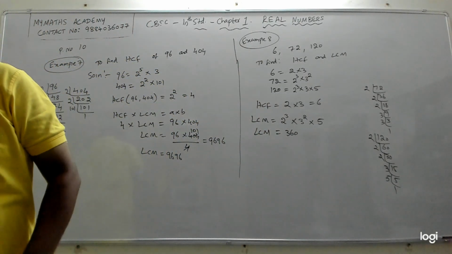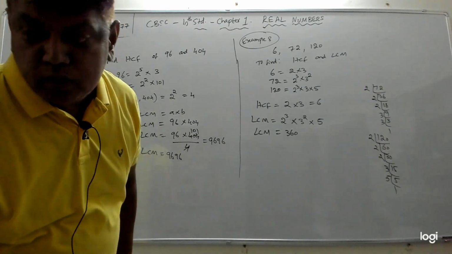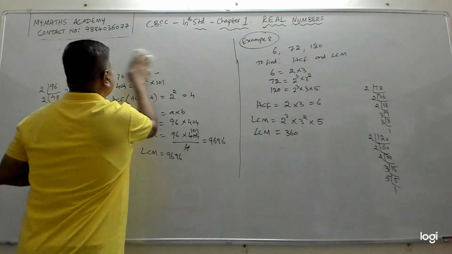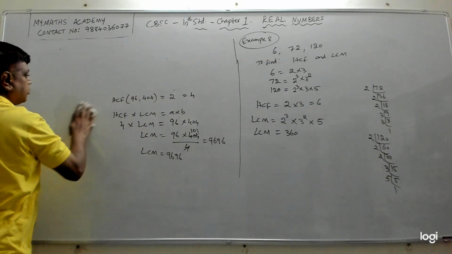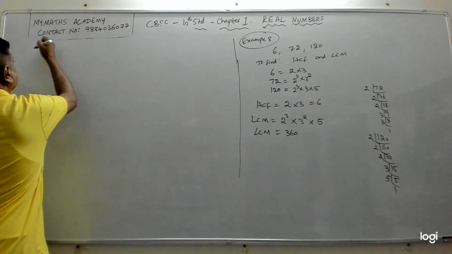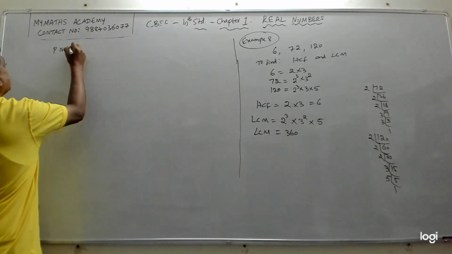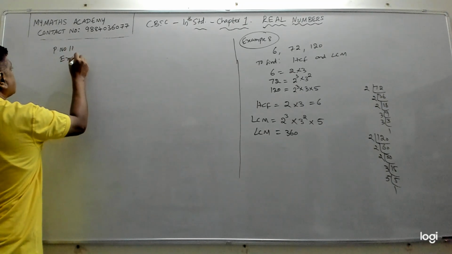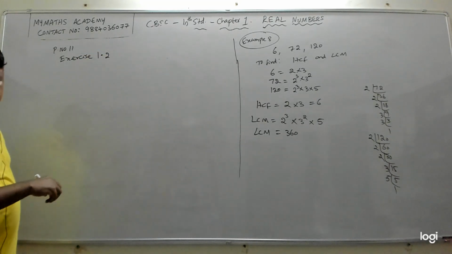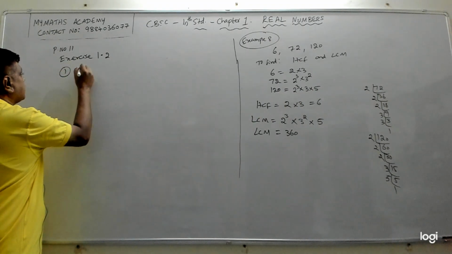Fine. Now let's go to exercise 1.2 in your textbook. So we are at page number 11, exercise 1.2. In that we will do the first problem, first subdivision, which is 140.